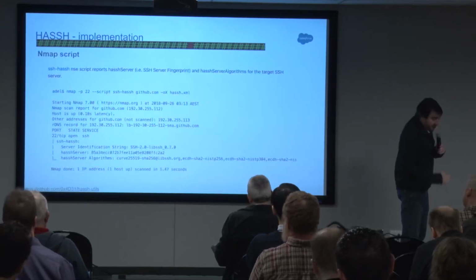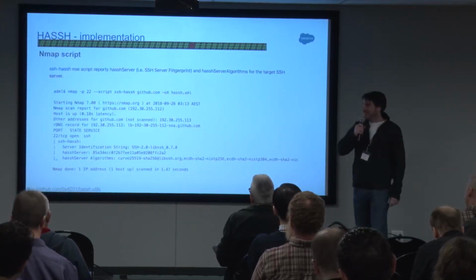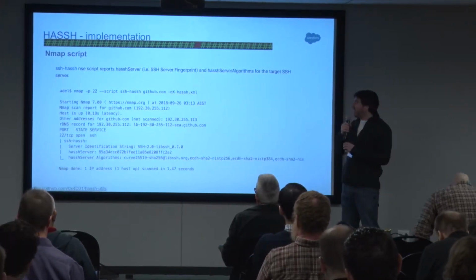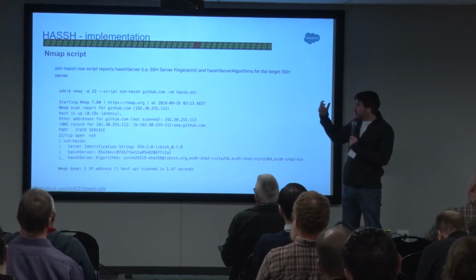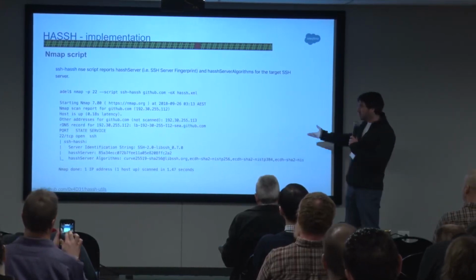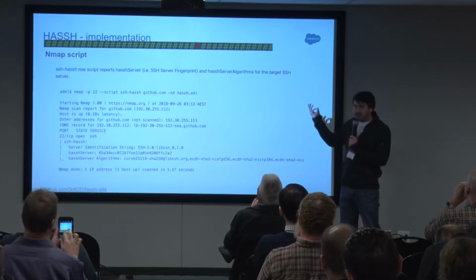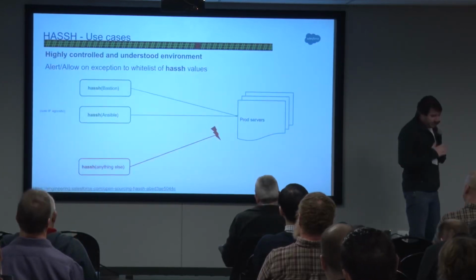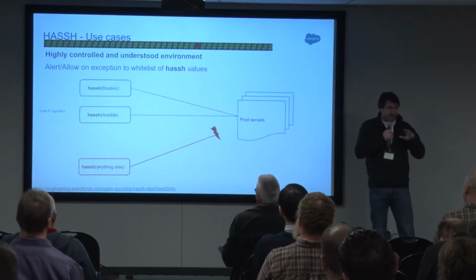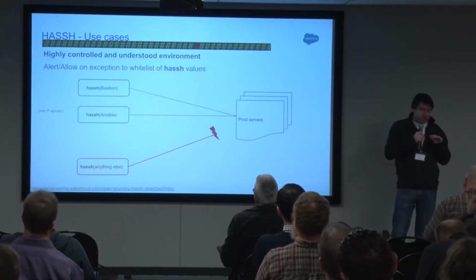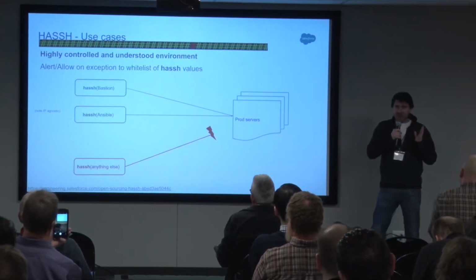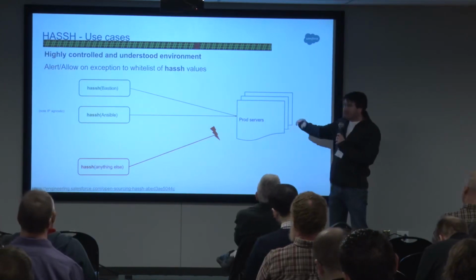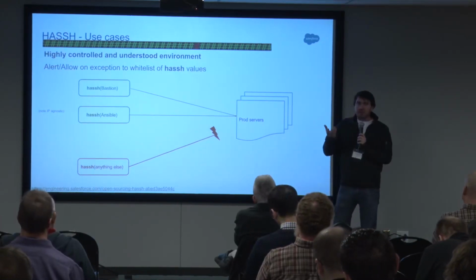Adel is just a coding master. He also wrote an nmap script so you can scan the internet or scan your network and find out what the HASSH values are for any SSH servers on your network or wherever you're looking. So where this can really shine is in a highly controlled production environment, right? Where you know that your prod servers should only be communicating over whatever applications are on your prod server.